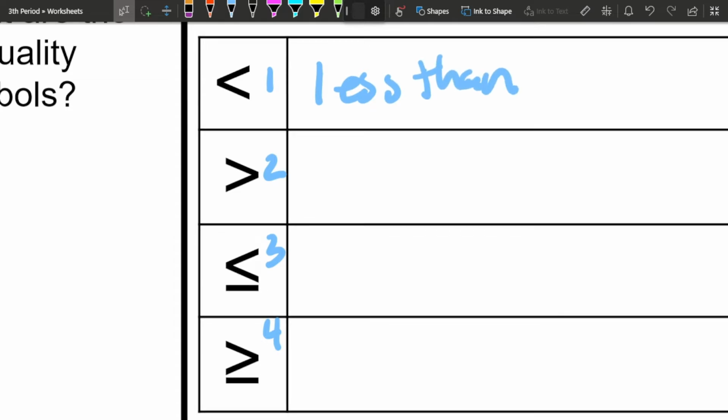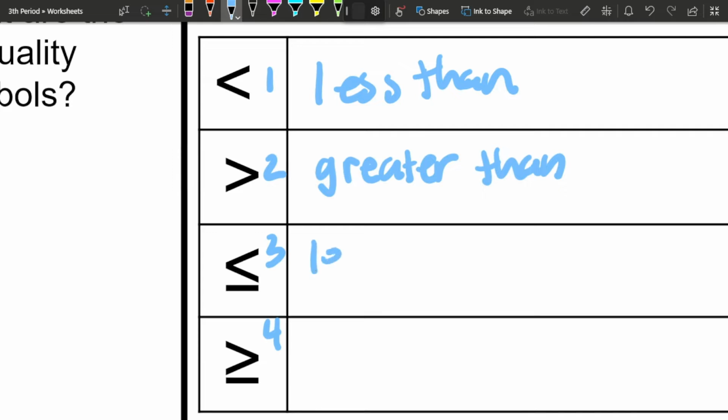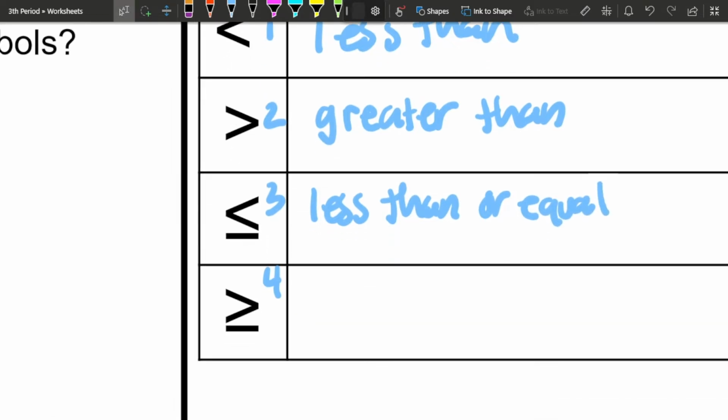The second one? Greater than. Very good. Does it have an H in there or no? Greater. No. Okay. The next one. Less than or equal to. Very good. Less than or equal. And the last one? Greater than or equal, more than or equal.